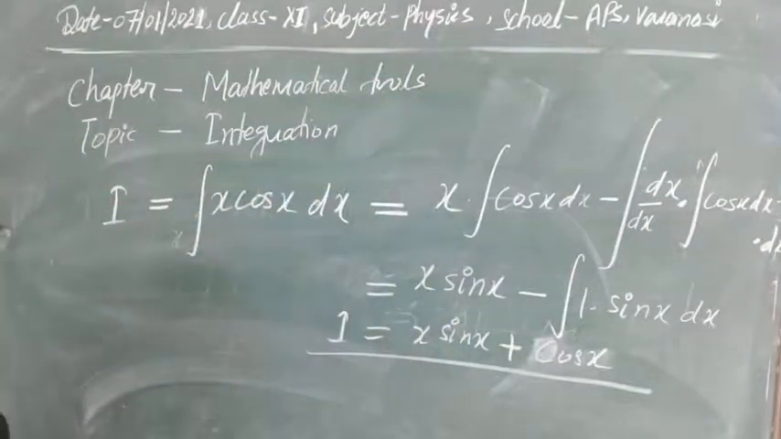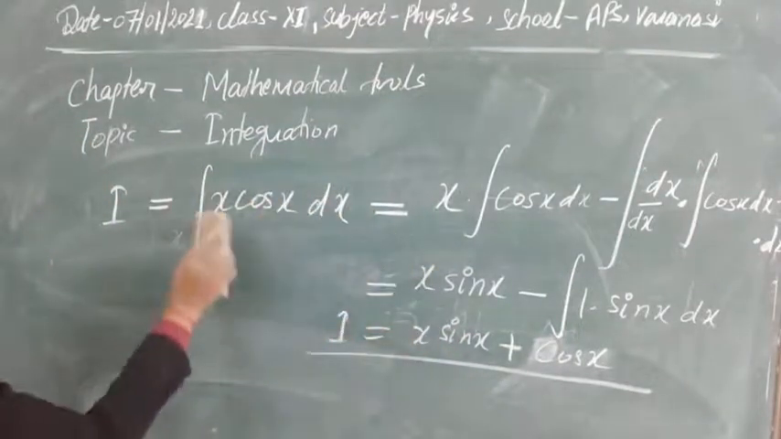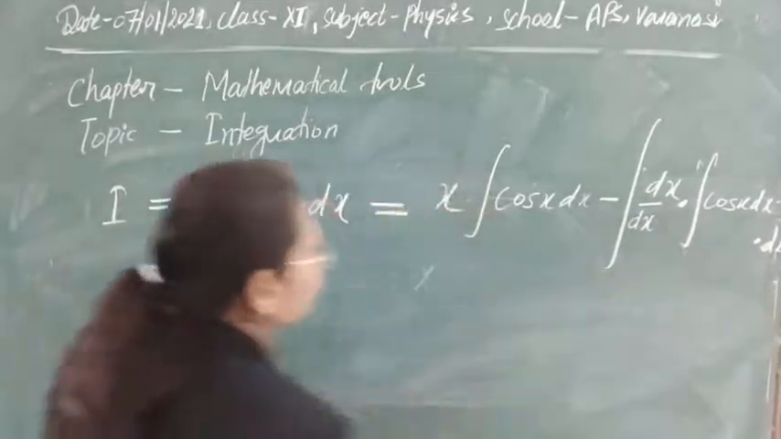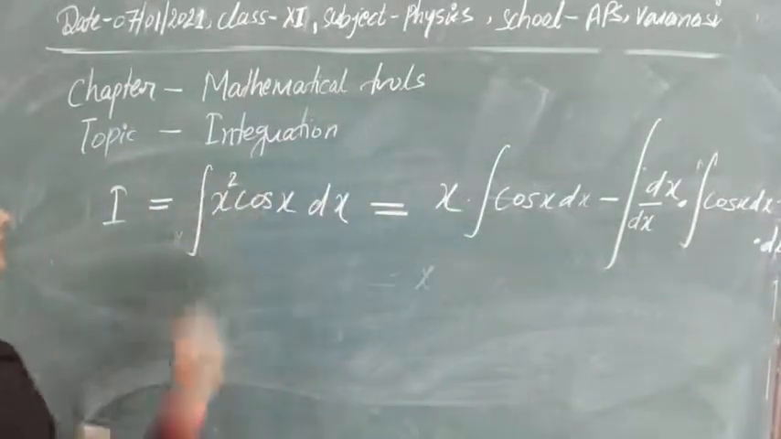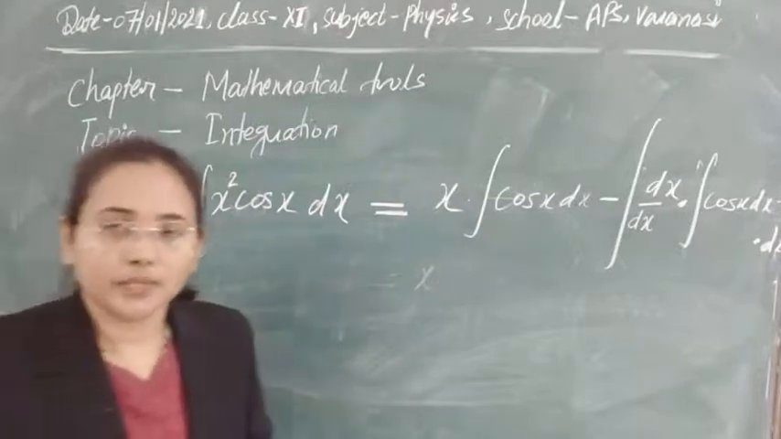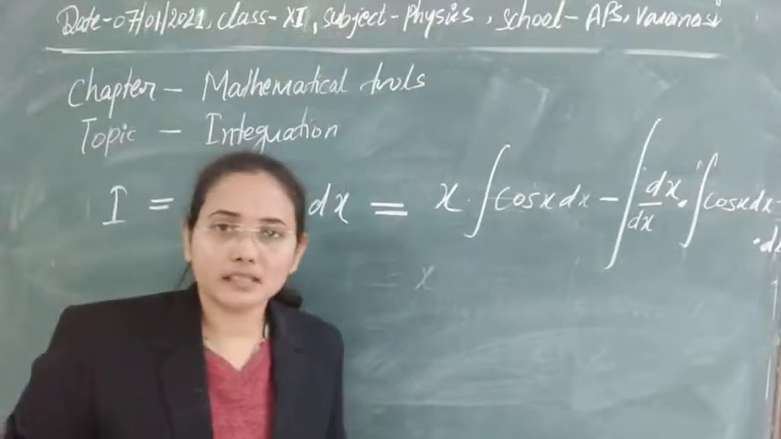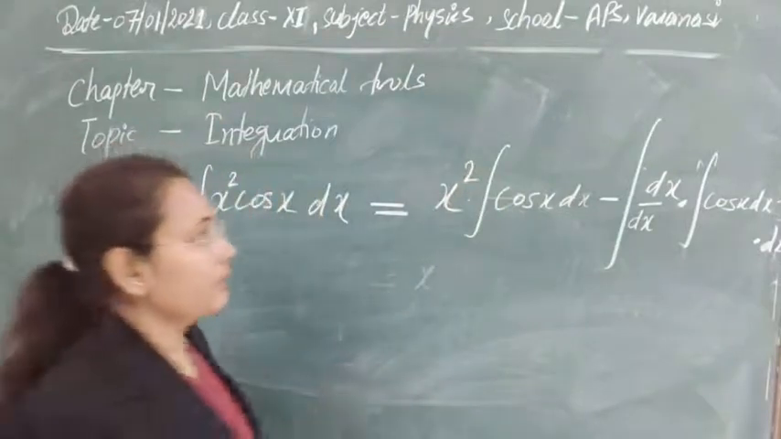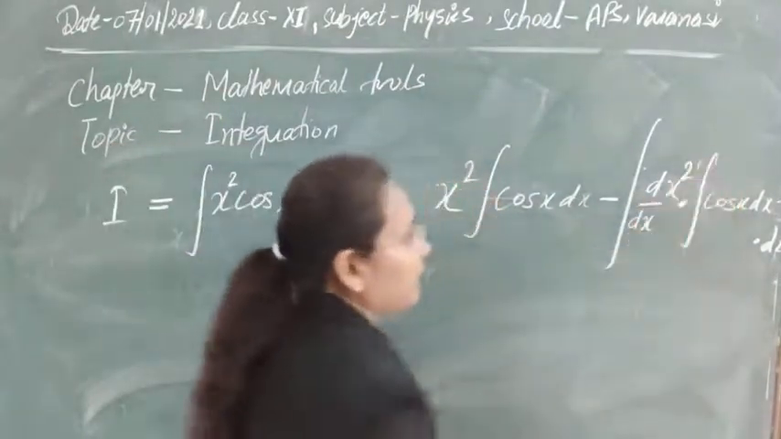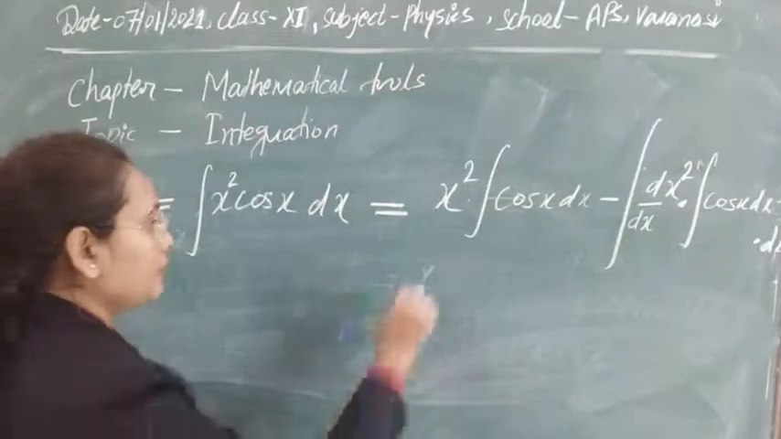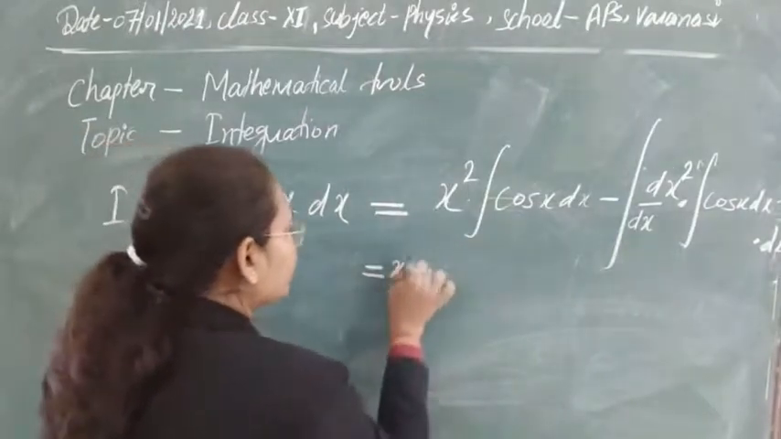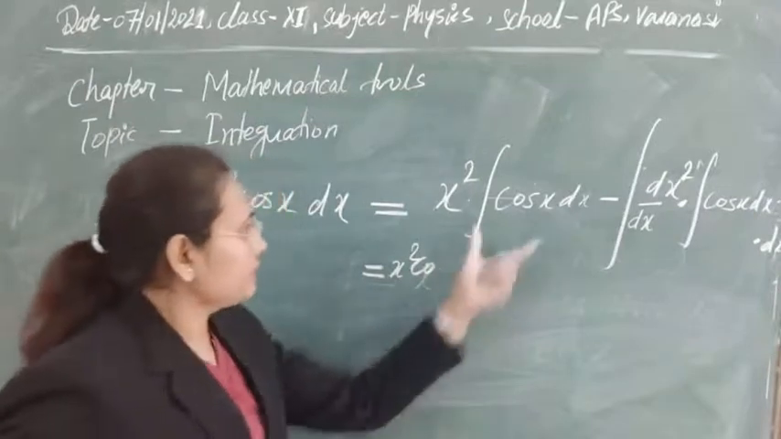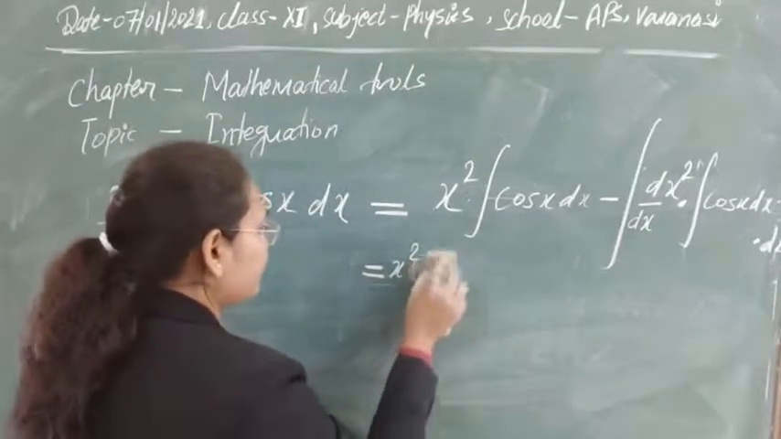Let's see one more question here. In the same question, suppose I am using x square here, then how to solve it? Here the complication is increased now. We have taken x square as the outside. We have to differentiate x square in this case. And if you take it, then here will be x square. After integration of this, here we have sin x.